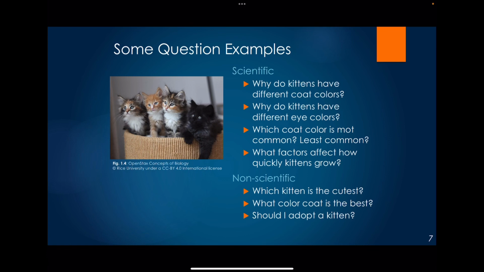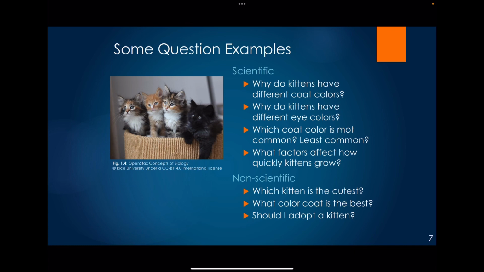Last one, what factors affect how quickly kittens grow? That can be an experiment. I can change the type of food that they eat. I can change maybe the temperature of the room they stay in. Maybe I can change the amount of water I give them. So those are all scientific questions, because I can get some kind of factual data out of it.